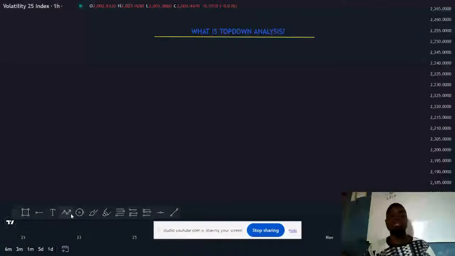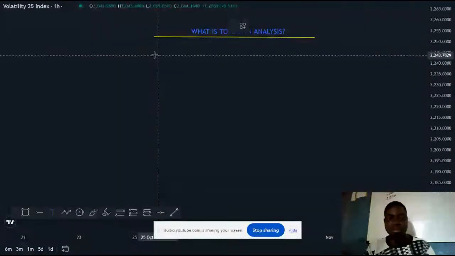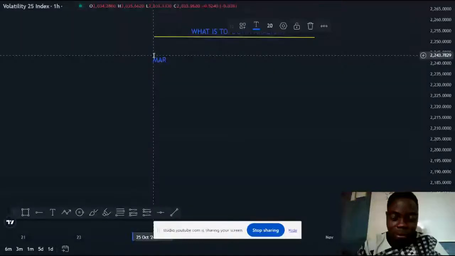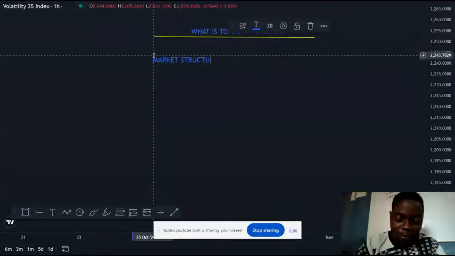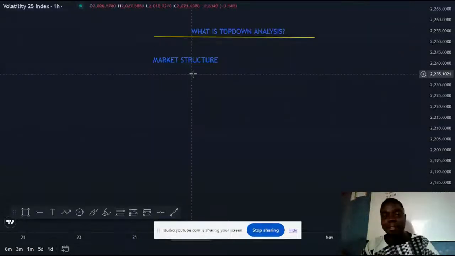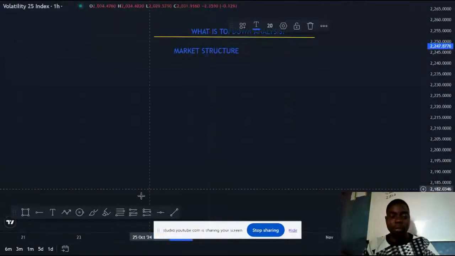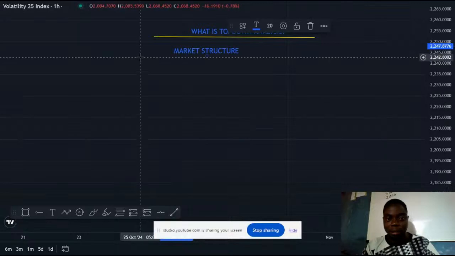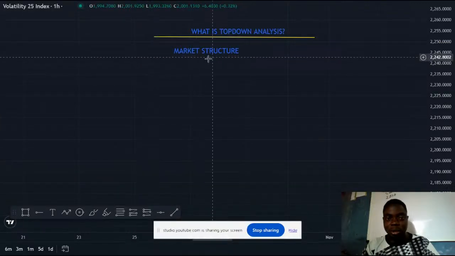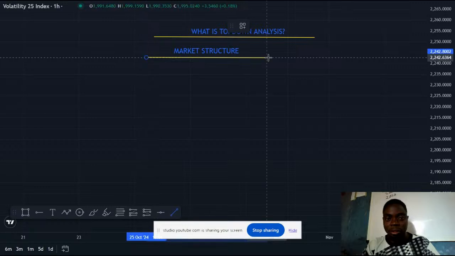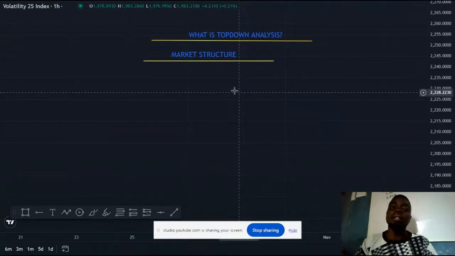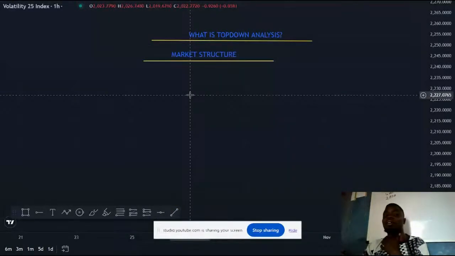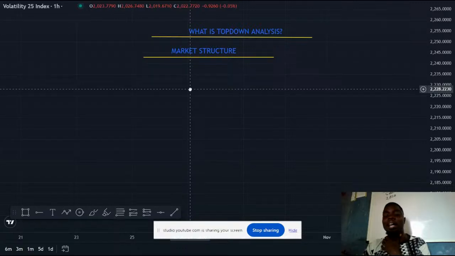Market structure. Because market structure is very, very important. I'm taking my time now to explain, because once I go into the video, I may not come back to this again. All right. Now, market structure has been overemphasized. It's a very simple something.